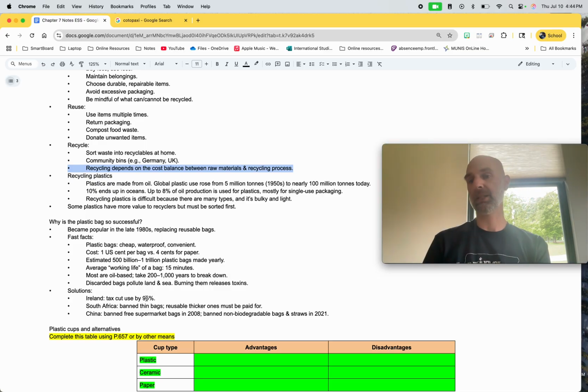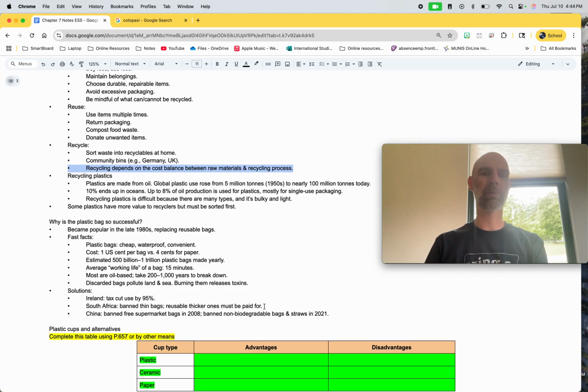Yeah, so basically they taxed the plastic bags and that reduced a lot of it. And we just banned them here in Connecticut. So you can still find them, but it's rare. South Africa banned thin bags. Reusable, thicker ones must be paid for. Yeah, so you got to start paying for that plastic.